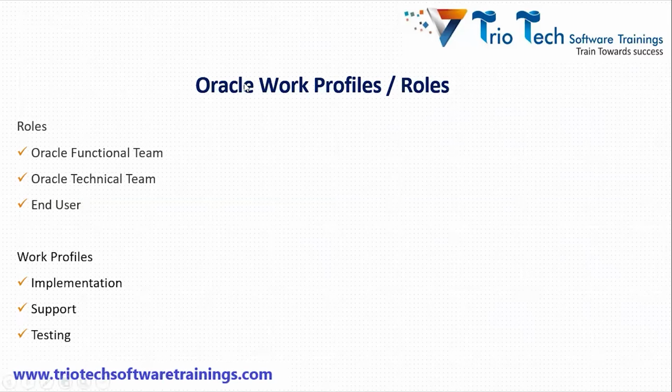These are all the general work profiles, the roles that are there in the market: Oracle functional team, Oracle technical team, and end users. Now, Oracle functional team consists of those people who have the configuration knowledge and the business process knowledge related to their work stream. What is a work stream? Finance is a work stream. Similarly, supply chain, or project management, or human capital management. These are all work streams.